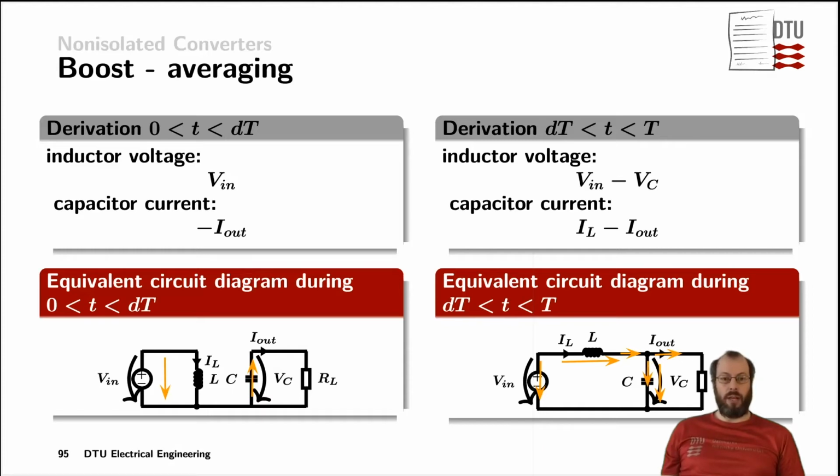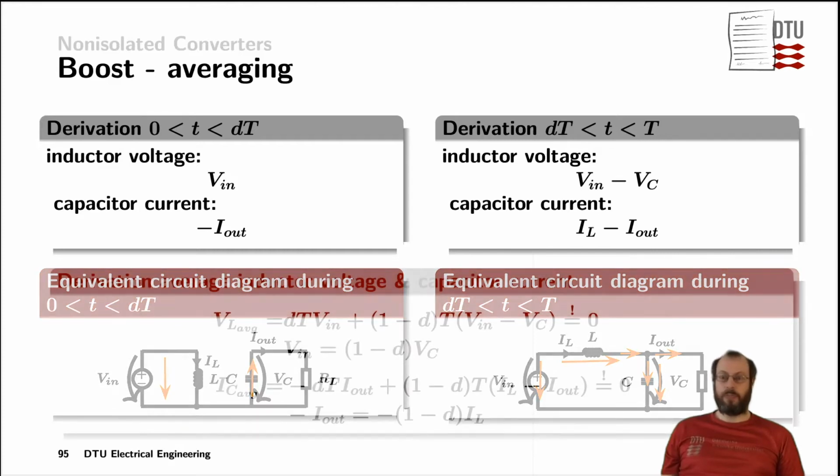Now, again, writing all the currents flowing out of the node on one side of the equation and all the currents flowing into this node on the other side of the equation. And at the end, solving for the capacitor current, we get the inductor current minus the output current as the capacitor current during the time when the switch is off.